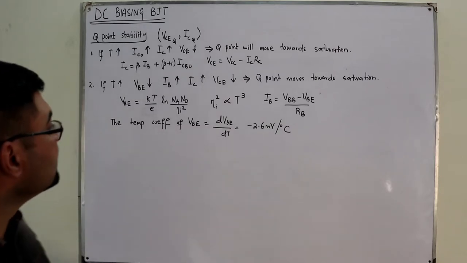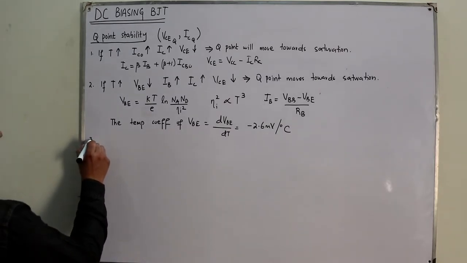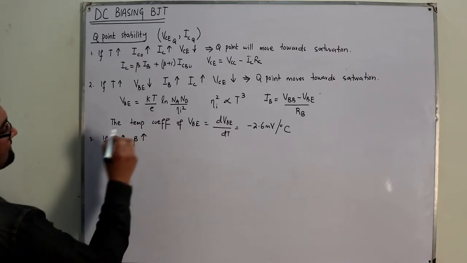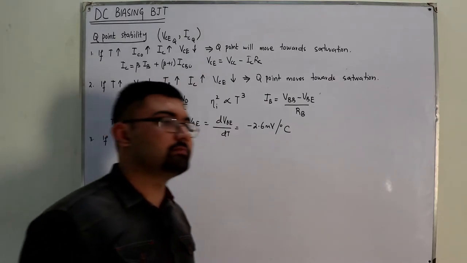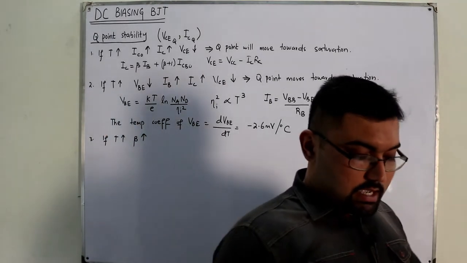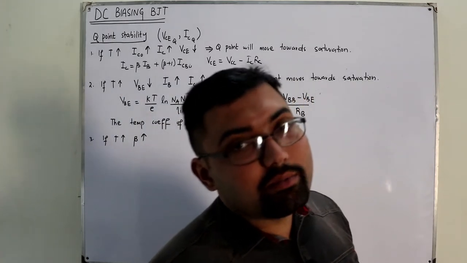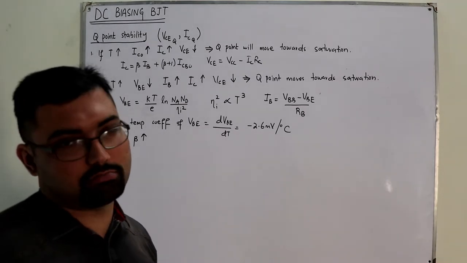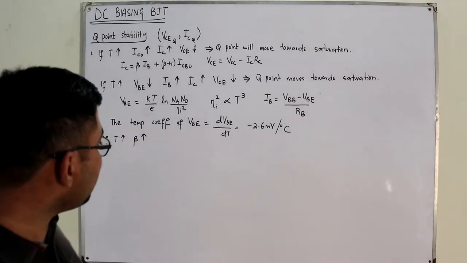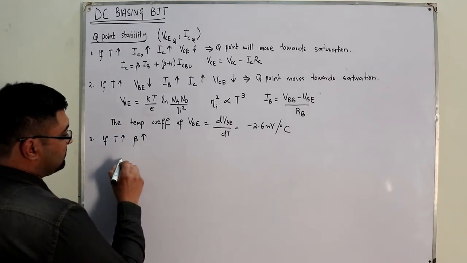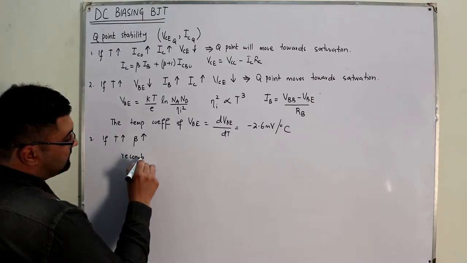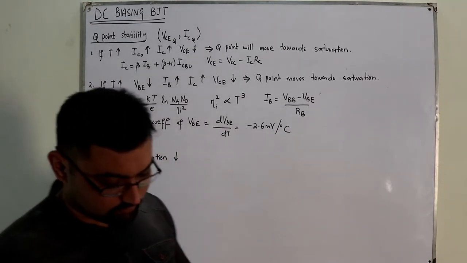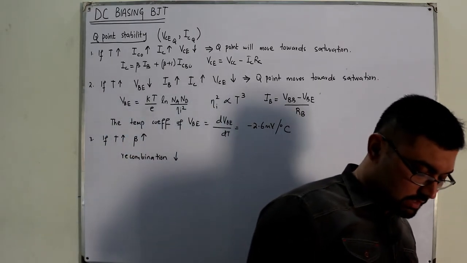Third, if the temperature increases, the value of beta increases. And by beta value increase, what do I mean? This is because the recombination has reduced. Why is that?